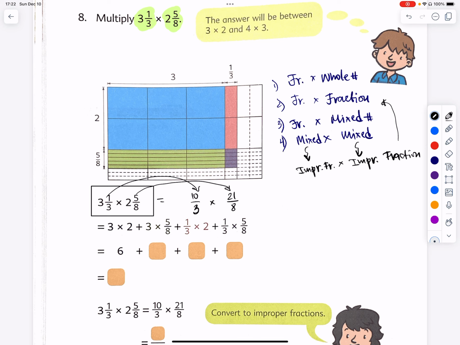And remember, we are always encouraged to simplify before we multiply. 21 and 3, they can be reduced by 3. So 21 divided by 3 gives us 7. 3 divided by 3 gives us 1. You see how I write the reduced numbers much smaller? And then 10 and 8 can equally be reduced by 2. They're both even numbers. Therefore, 10 divided by 2 will give you 5, and 8 divided by 2 will give you 4.